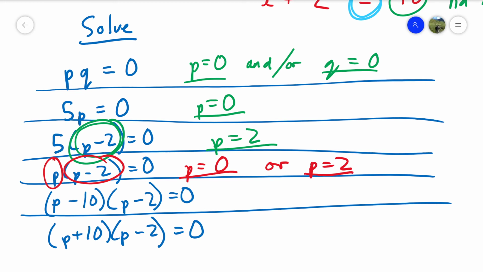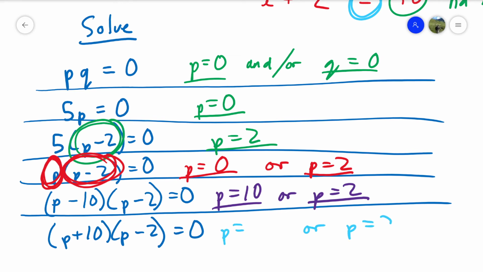Because if P equals 0, the first thing is equal to 0. If P equals 2, the second thing is equal to 0. Why didn't I write and? I'll talk about that in a minute. This one here, P equals 10 or P equals 2. And then we've just got a little wonky one at the end here. The second one is obviously P equals 2 because 2 minus 2 is 0. What plus 10 is 0? The answer is minus 10.